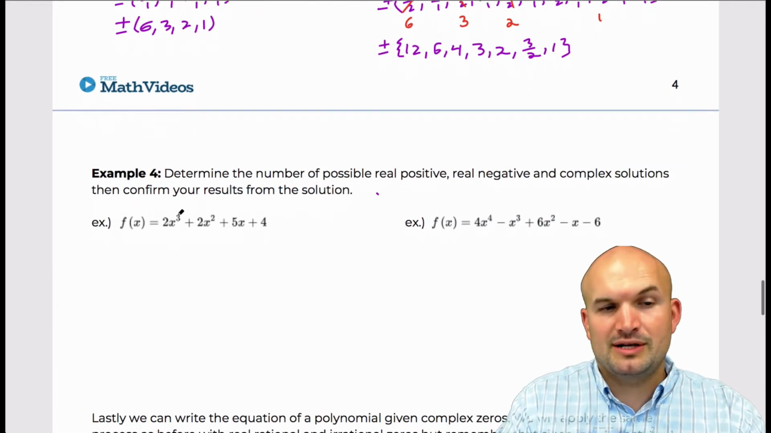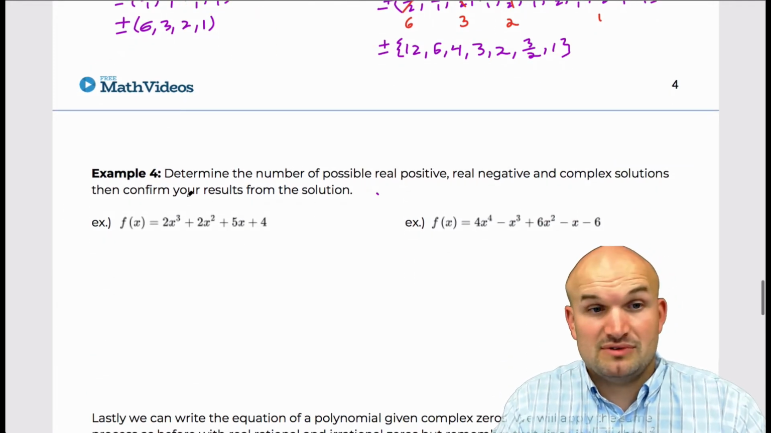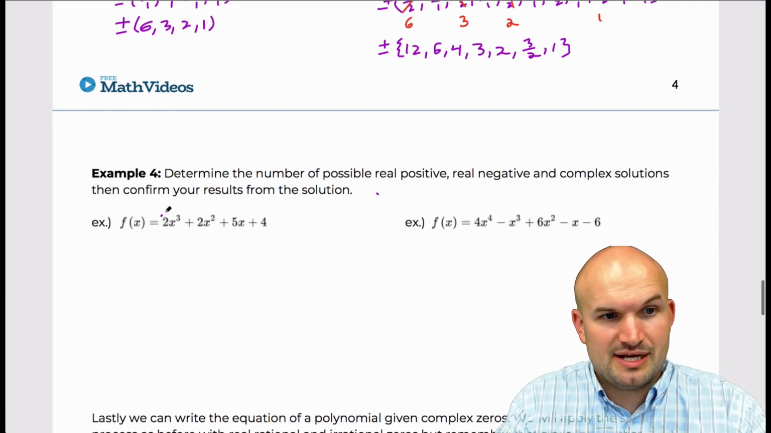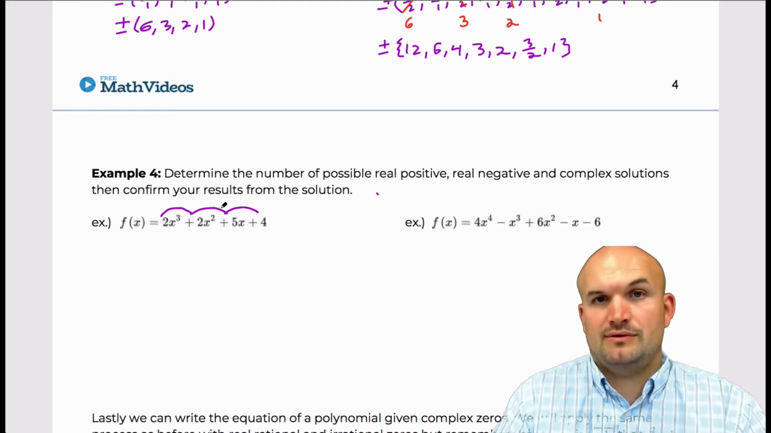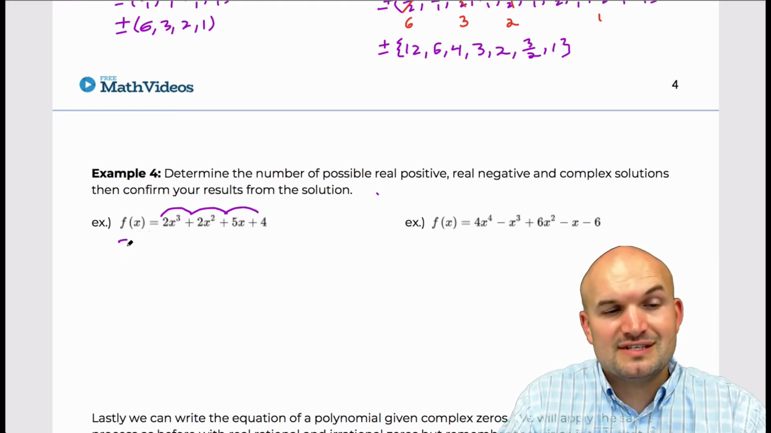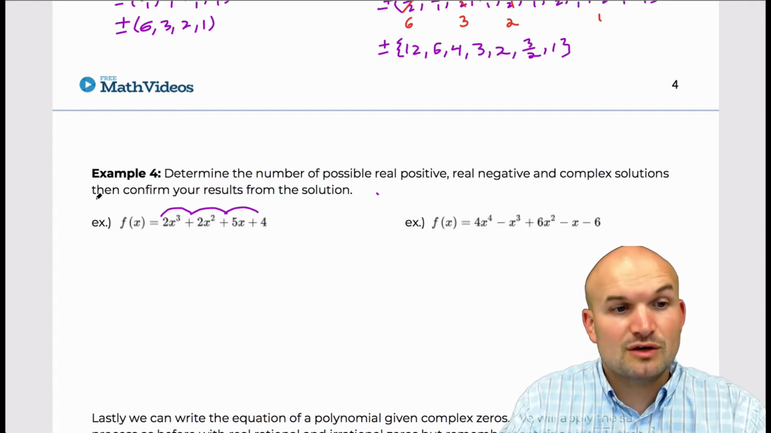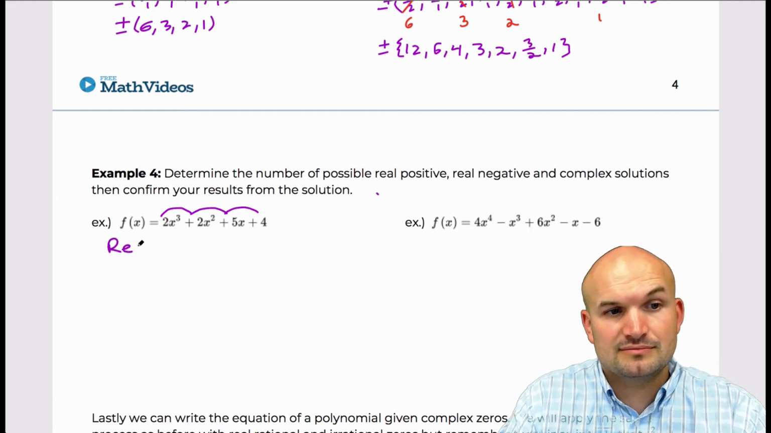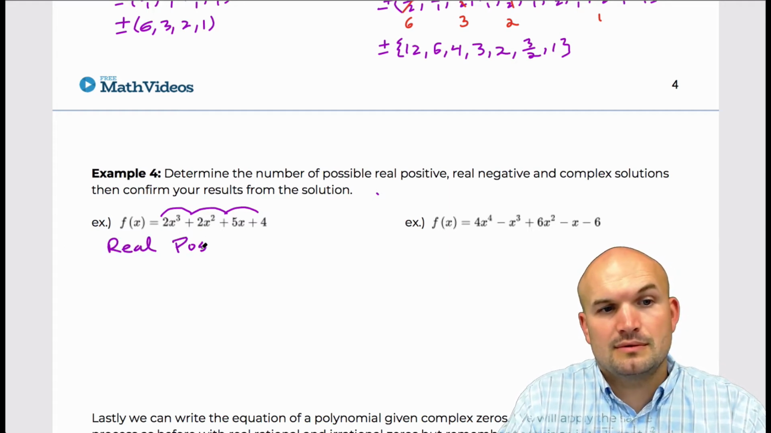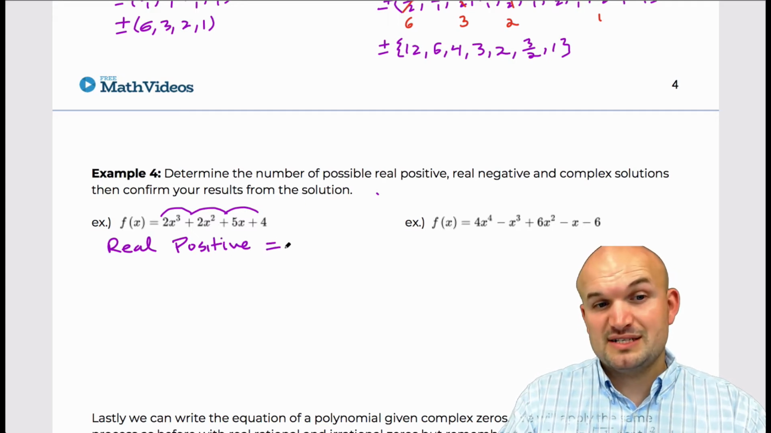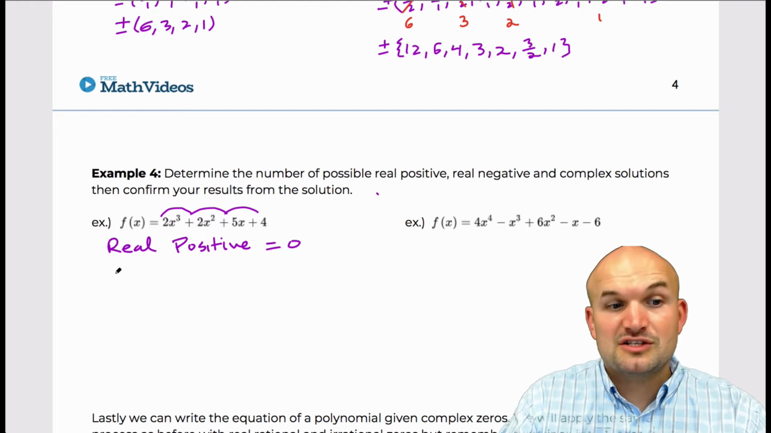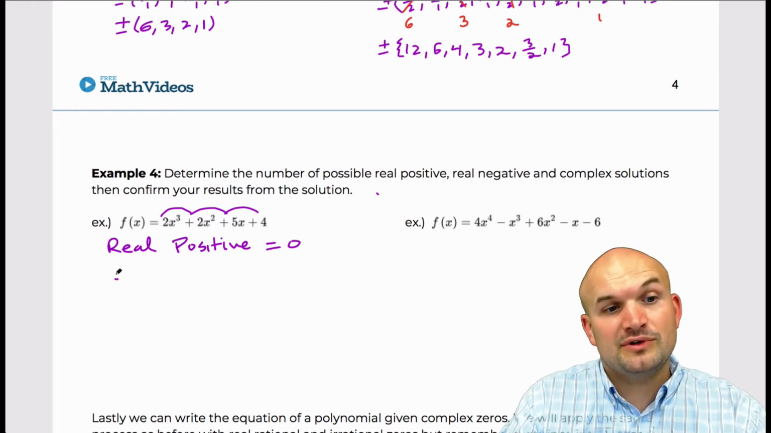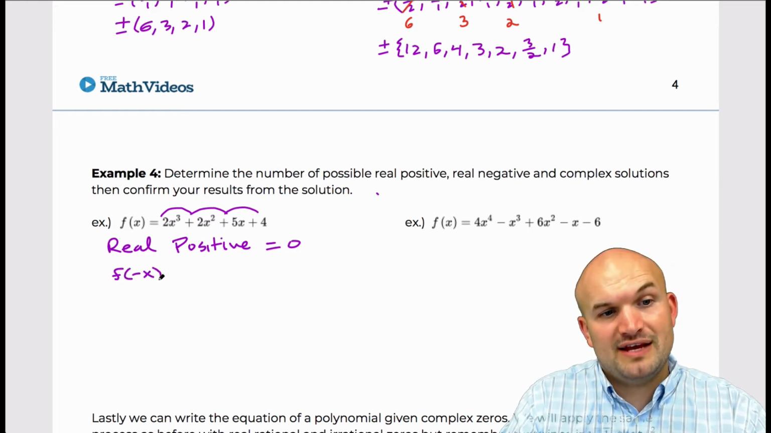Now, the first thing we want to do is count the number of sign changes. You can see here, no sign change, positive, positive; no sign change, positive, positive; no sign change, positive, positive. Okay, great. So the number of real positive zeros is equal to 0. Now let's look at the real negative. To identify the real negative, you just evaluate f of negative x.